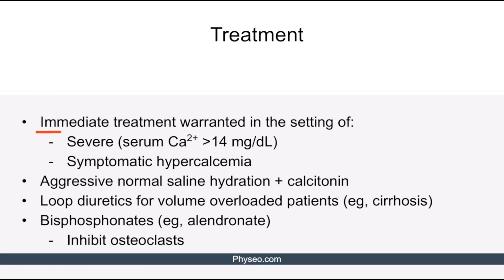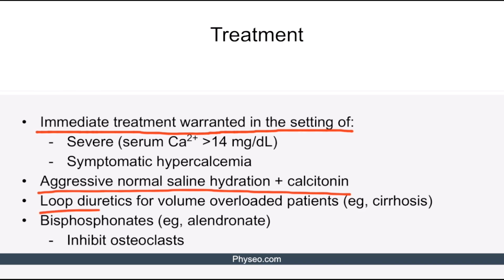Hypercalcemia of malignancy warrants immediate treatment in the setting of either symptomatic hypercalcemia, so that is the stones, groans, bones, psychiatric overtones, or severe hypercalcemia, which just means the level is crazy high. So you're thinking 14 or greater. And the initial goal of treatment is to promptly reduce calcium levels, and that can be achieved with aggressive normal saline hydration, and you can consider calcitonin.